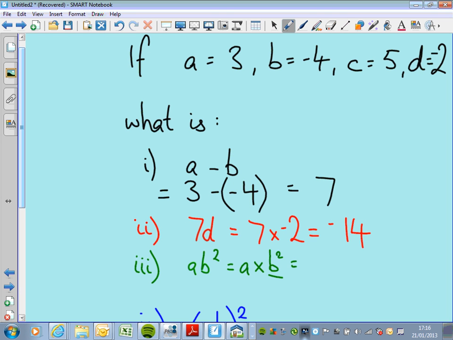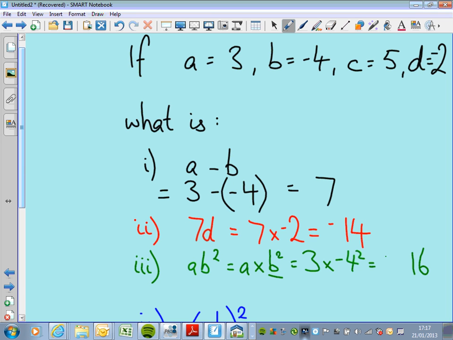So we'll write it out. Let's substitute the numbers in. 3 times -4 squared, and we're going to do the -4 squared first. -4 times itself, -4 times -4. Well, 4 4s are 16, and when you multiply two negative numbers together, you get a positive answer. So the answer to -4 squared is 16.